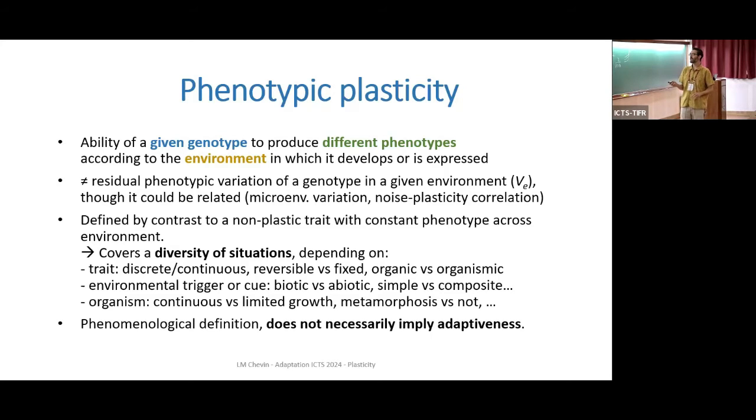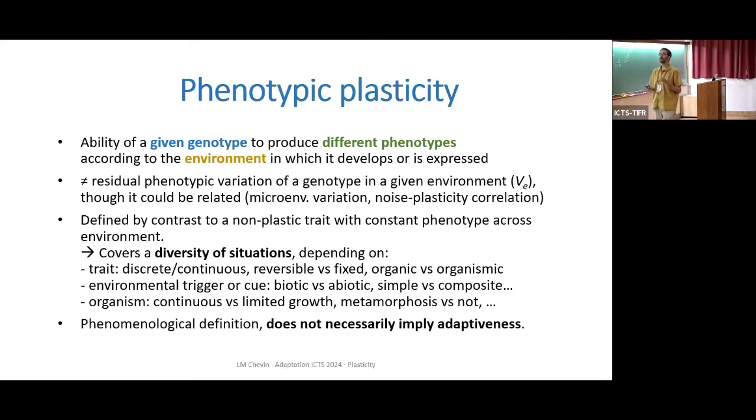It could be an organic response, this trait of the leaf or something like that. The beak is changing, I don't know. Or it could be a whole organism trait like dormancy or the winged morph of aphids, these types of things. Then there has to be an environmental trigger. This could be biotic or abiotic. So we've seen it could be predator presence that's driving it. It could be temperature. It can be a simple environmental factor or a composite aspect of the environment.